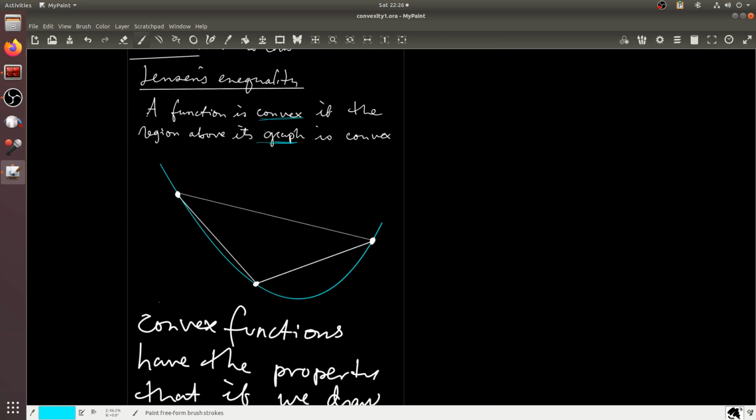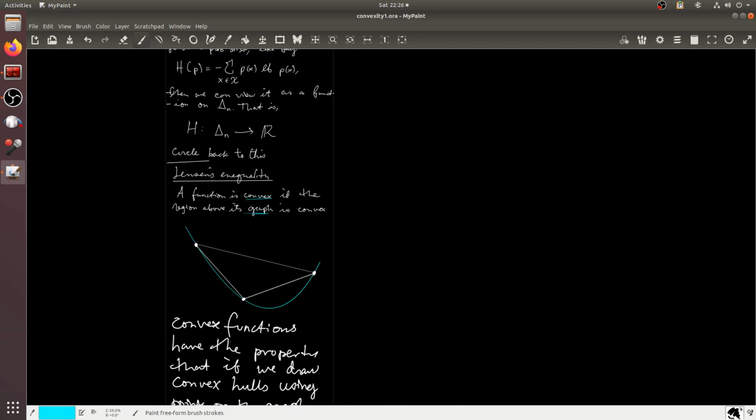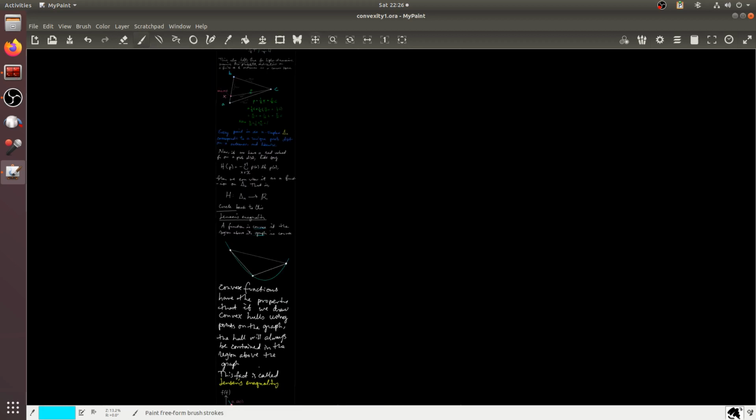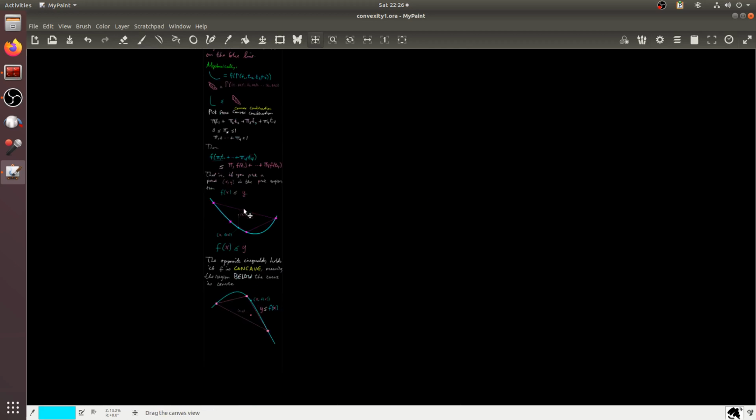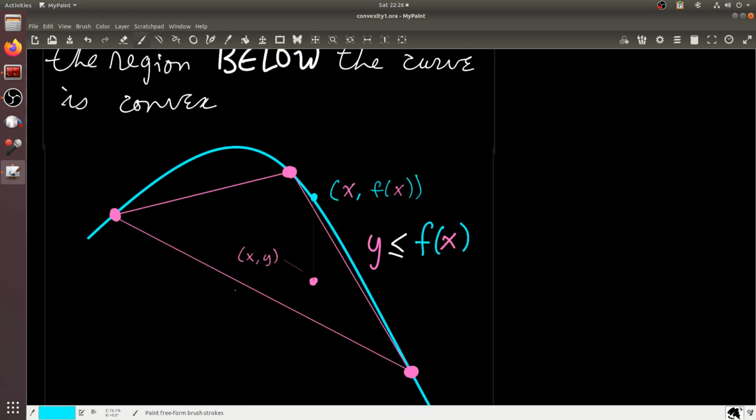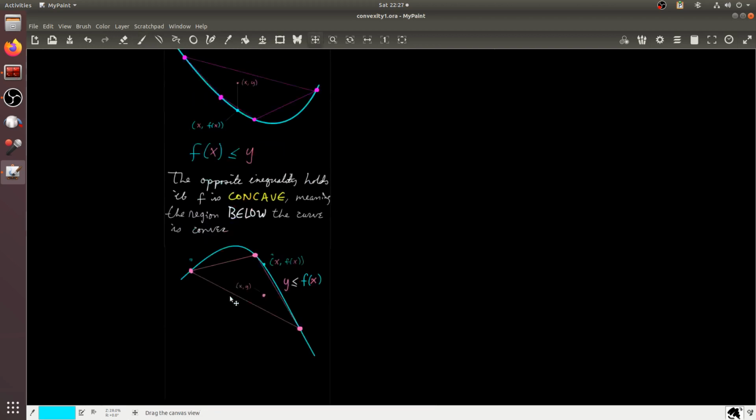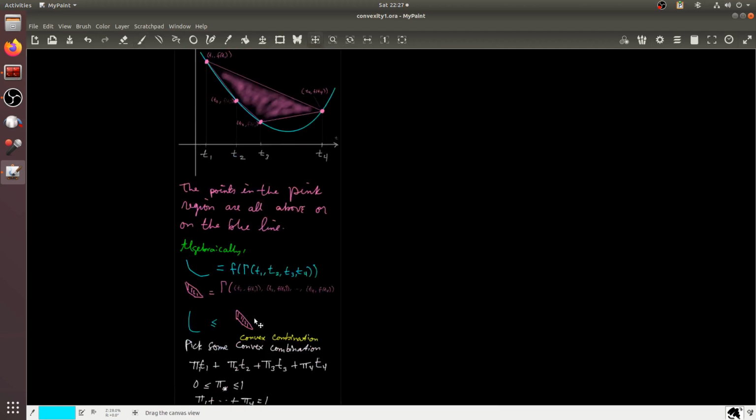A function that isn't convex, for instance, I don't have the drawing pad. Here, you can scroll down actually. This function is not convex. You take a point above the graph, another point above the graph, and you connect them and you leave the region above the graph. So that function is not convex.